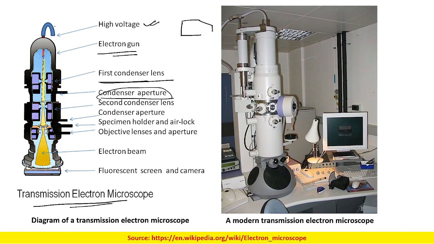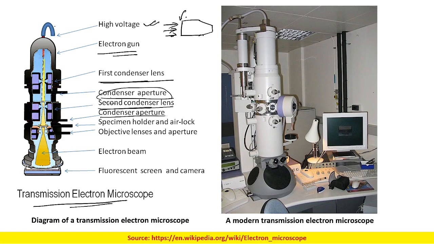In the optical system, we talked about how the condenser can accept the light, but how much light we will be getting can be regulated by an aperture or a diaphragm. Here also we have a condenser aperture which helps us manipulate how much of the electron beam passes through this condenser system. Then we have a second condenser lens.